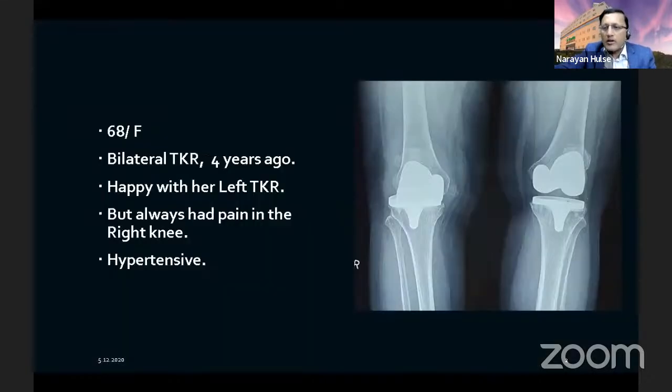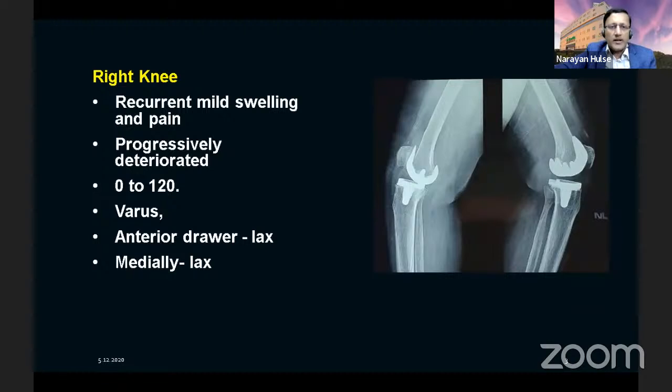My talk is a couple of small cases only, not many slides. A 68-year-old mother of a gynecologist had a bilateral knee replacement 4 years ago, and she was never happy with her right knee. This is the latest X-ray, but I don't have the original X-rays. She had on-and-off swelling and difficulty in walking. She also tells me that compared to her left knee, the right knee was a little bent, giving us an idea that she continued to have that varus deformity in her right knee.